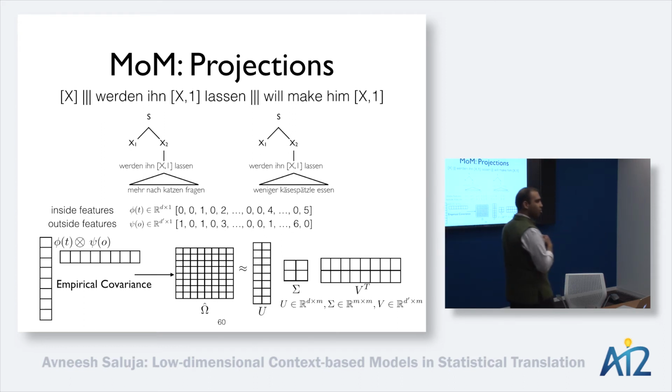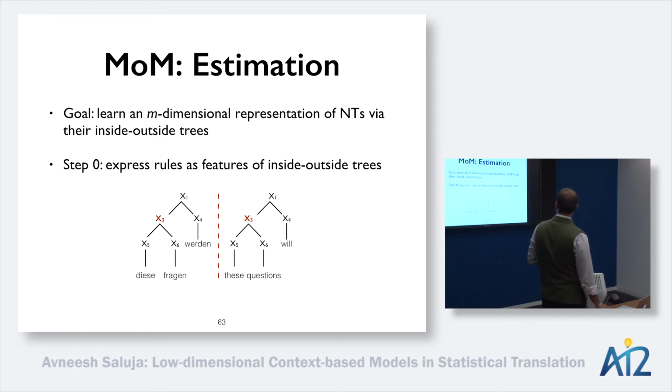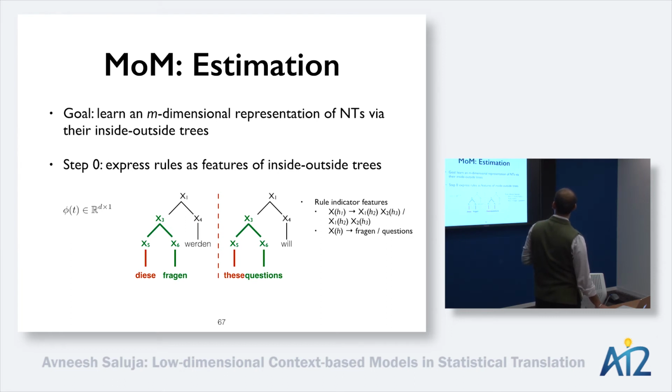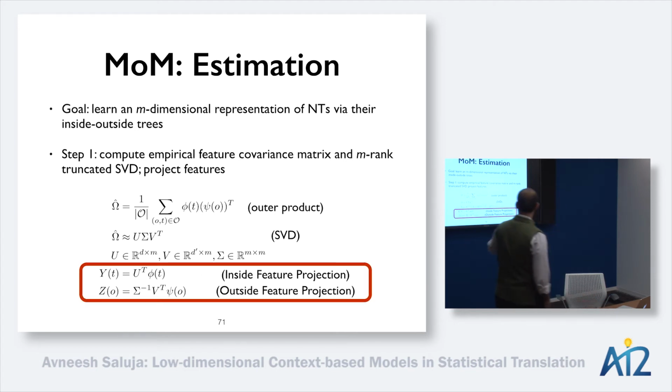We're trying to come up with lower dimensional representations of these rules using singular value decomposition. So the first step is we take these trees. In this particular case, this is the particular non-terminal we would like to augment. We look at features on the inside of the tree, and we can look at features of the outside of the tree. Features could be things like rule indicator features, lexical items and the like, and the same thing with the outside tree. We compute, like I said, the outer product or the covariance matrix between inside and outside features, and then we compute the singular value decomposition.